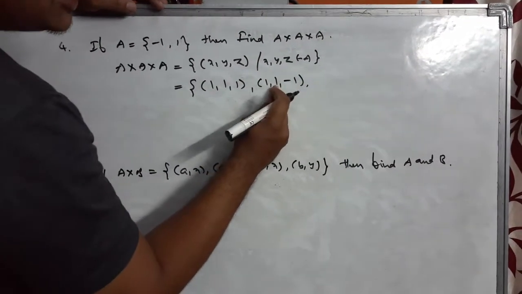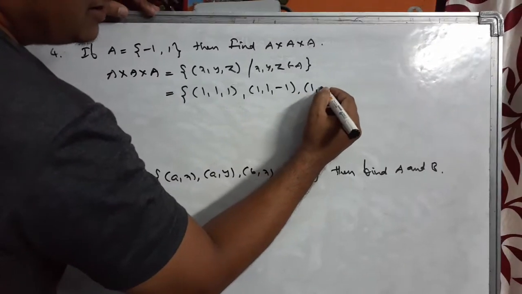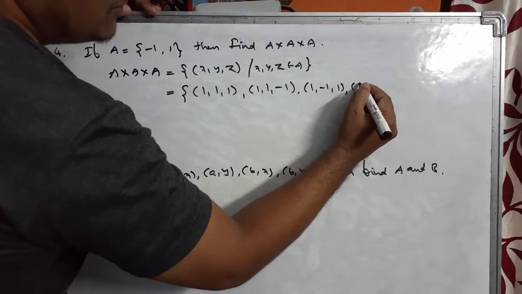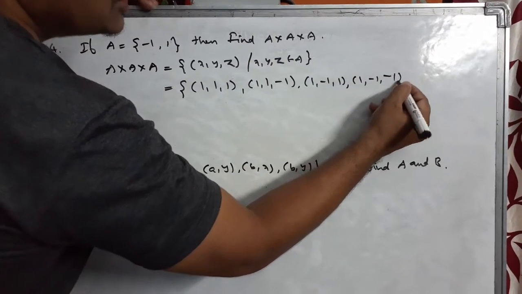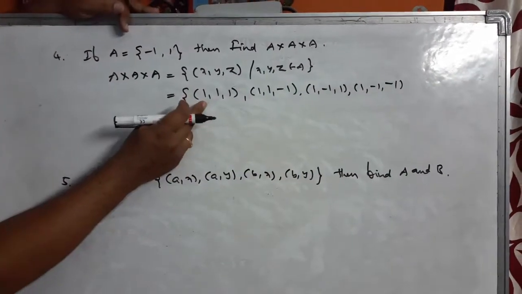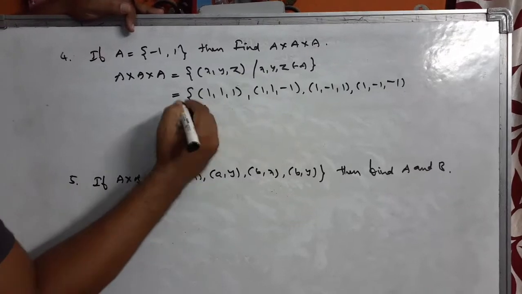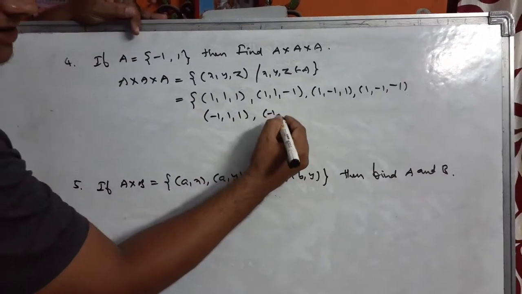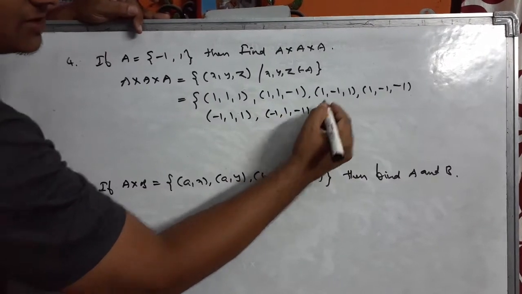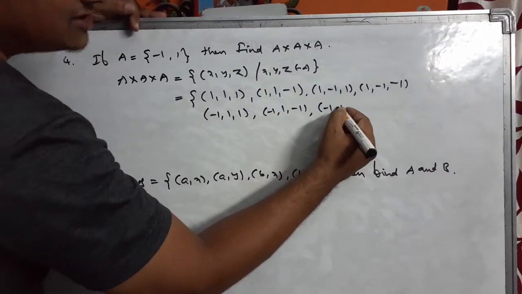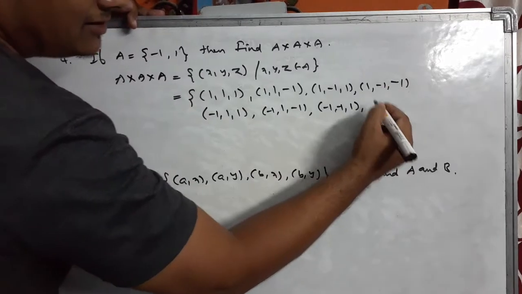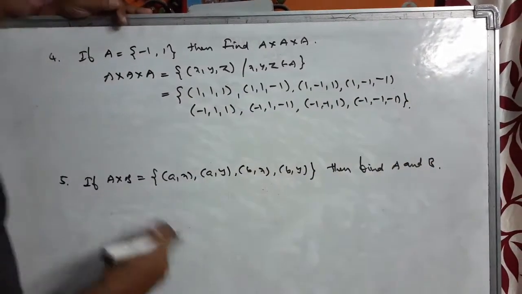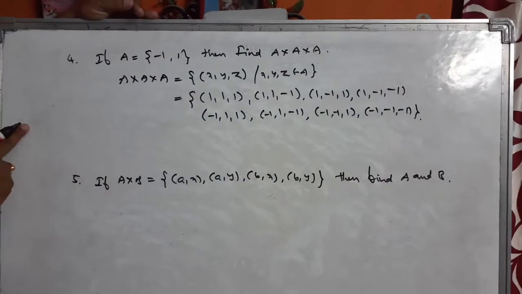Next I am changing the second one: 1 comma -1 comma 1. Again, 1 comma -1 comma -1. Again here the first element I am changing to -1, so -1 comma 1 comma 1. Again -1 comma 1 comma -1. Here -1 comma -1 comma 1. Again the last one is -1 -1 -1. This is the A cross A.